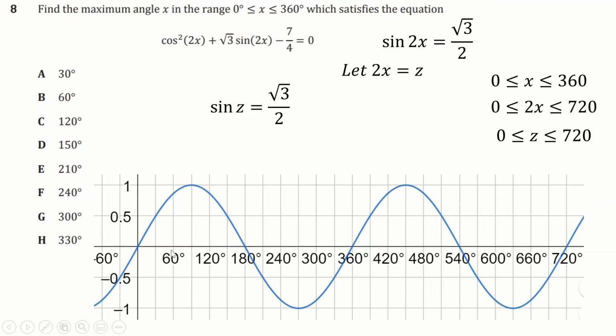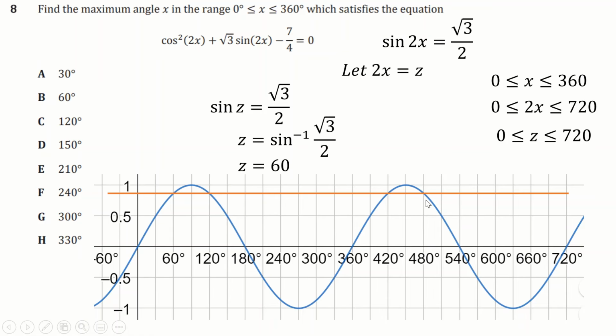Which means, using a bunch of symmetry, I know it's basically the answer right here, 60 back from 180 gives you the next solution, and then 60 forward from 360 gives you the next one, and 60 back from 540 gives you the last one, which is going to be 480. So Z is 60 is the principal solution, 480 is the biggest.